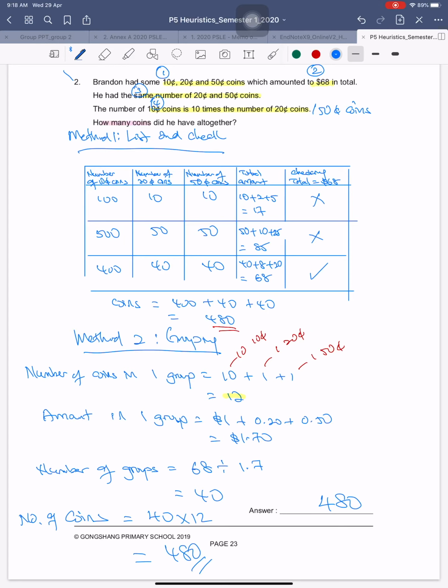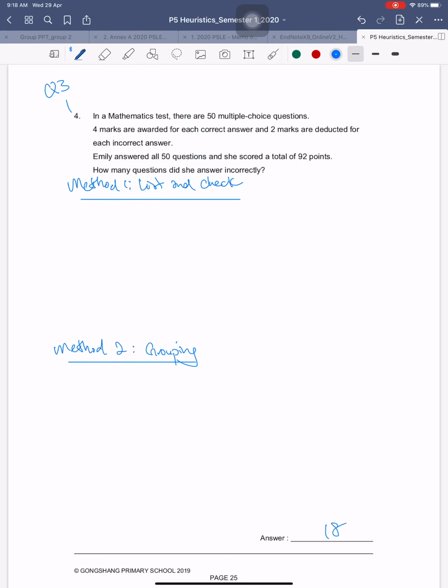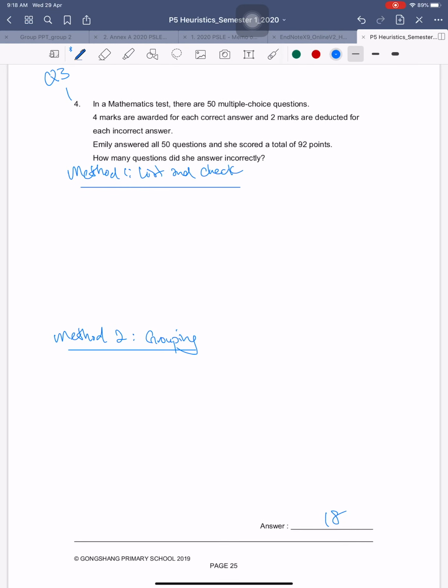Alright, okay, so that is the grouping method. Both method 1 and 2 will give you the same answer, 480. Right, so do pause the video if you need to relook at the methods, so that you actually understand. See which part you have made mistakes. Learn from your mistakes. Okay, let's look at question number 4.